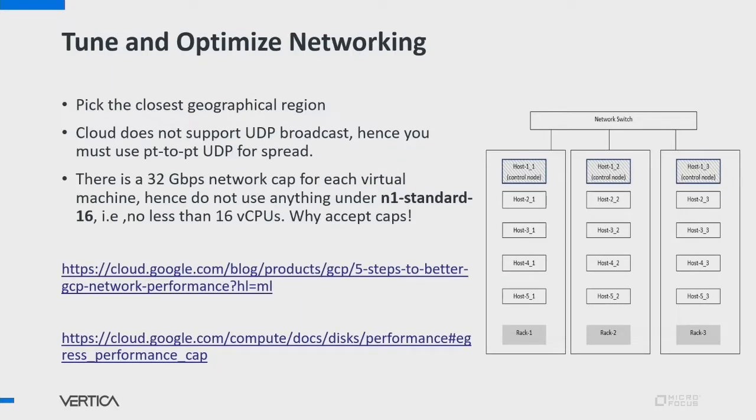Lastly, networking, some things to consider in your Vertica cluster. Pick a region for deployment that's physically close to you. Even if you're connecting to GCP network via a corporate LAN as opposed to the internet, the further the packets have to travel, the longer it's going to take. Also, GCP, like most of the clouds, doesn't support UDP broadcast traffic in their virtual networking, so you're going to have to use the point-to-point flag for spread when you're configuring your cluster. And since the network cap on VMs is set at 32 gigabits per second per VM, maximize your network egress throughput and don't use VMs that are smaller than 16 vCPUs for your Vertica nodes.